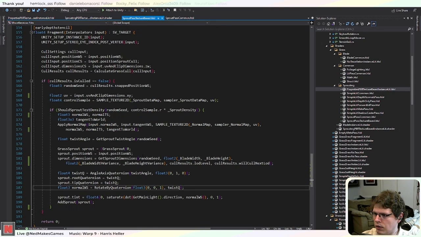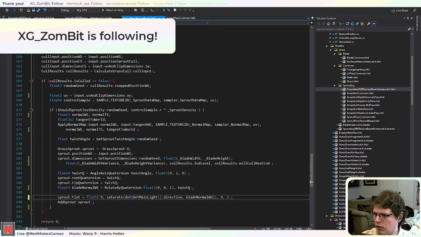This is actually the terrain normal, so this is more the blade's normal. So I don't get it mixed up. And then we'll actually twist this around the terrain normal.